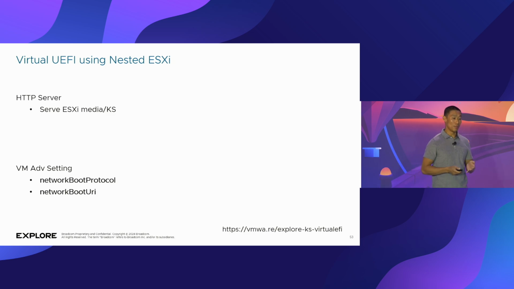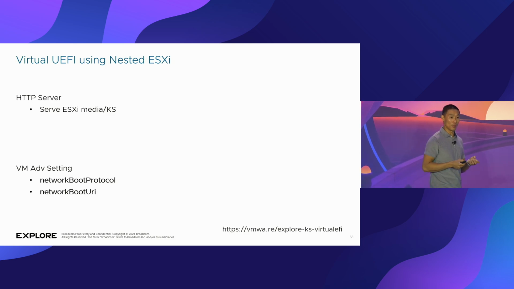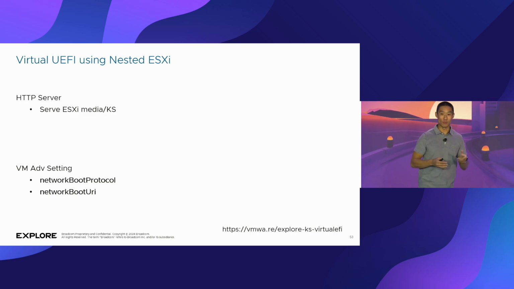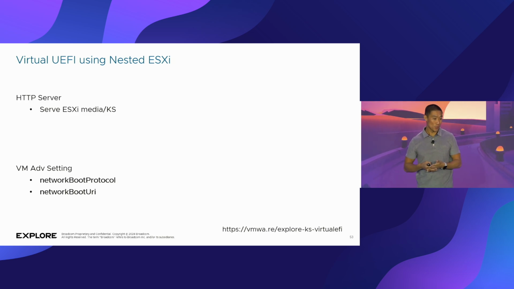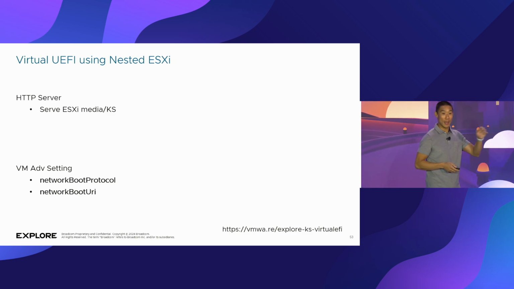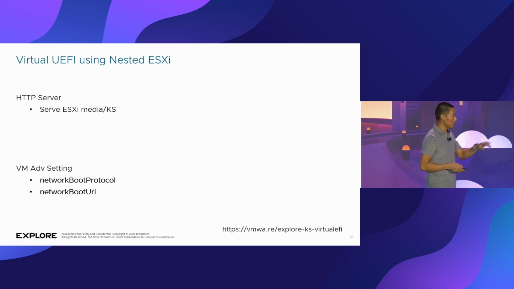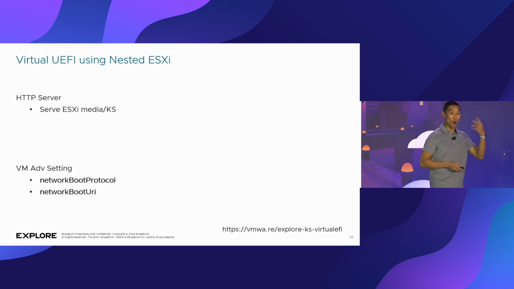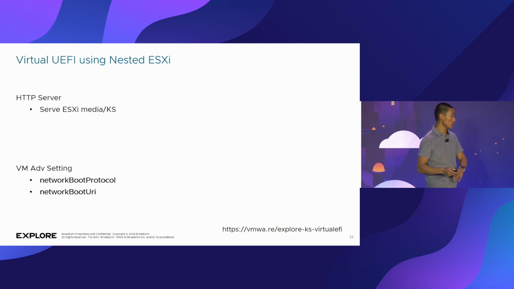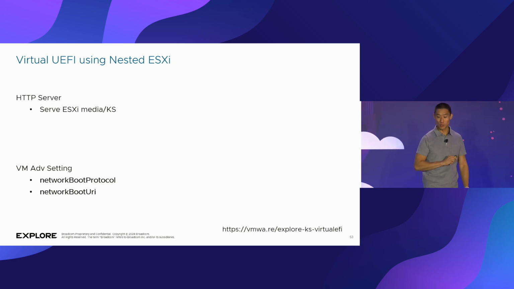And one really neat capability is this virtual EFI capability, what I talked about earlier, where you can actually boot off of an HTTP URL endpoint. So if you wanted to do testing, you can actually use nested ESXi, and the only dependency is basically you just need a web server that serves the media and the ESXi Kickstart file. And then I need to set 2 advanced settings on that virtual machine. So this is that nested ESXi VM that specifies the boot protocol, HTTP or HTTPS, IPv4 or IPv6, and then ultimately the boot URI.